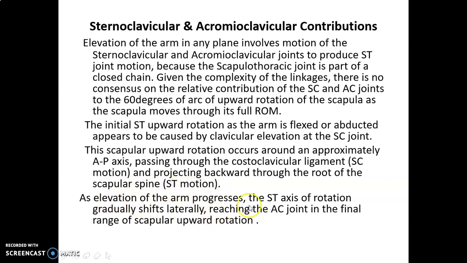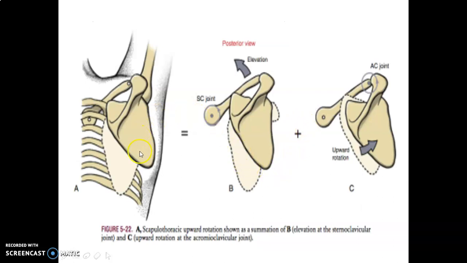As the elevation of the arm progresses, the scapulothoracic axis of rotation gradually shifts outward, laterally reaching the acromioclavicular joint in the final range of scapular upward rotation. Now see this. Initially, this is the normal position. The scapula, we can see here, is given like a mechanical joint so that you understand.